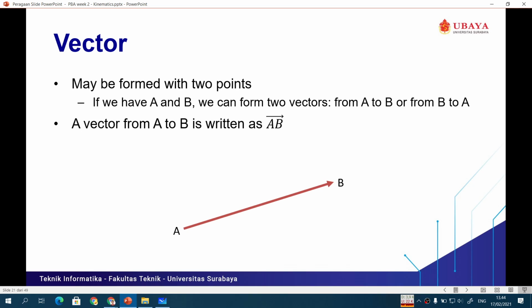Okay, and a vector may be found with 2 points. So if I have a and b here, I can form a vector ab, or a vector ba. A vector from a to b is written as ab, and then we draw an arrow above ab, something like this.